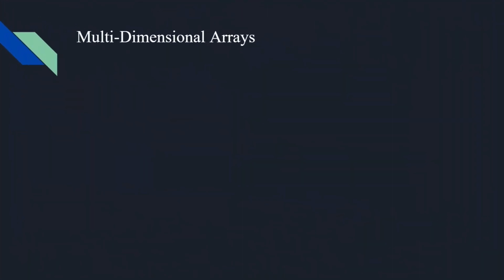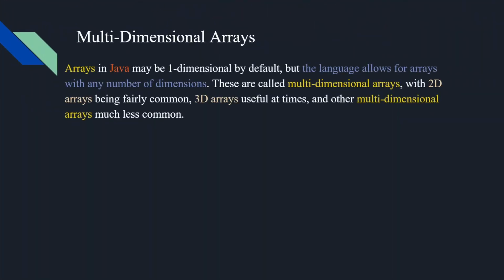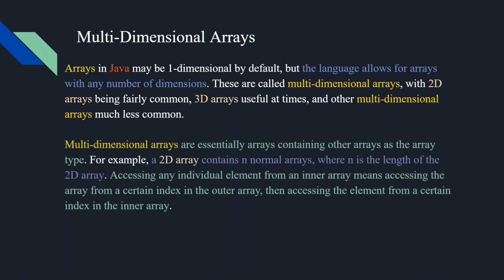Now let's talk about multidimensional arrays. Like I hinted to previously, arrays in Java are one-dimensional by default, but you can make arrays with any number of dimensions, assuming you do not run out of memory. Arrays with more than one dimension are known as multidimensional arrays. 2D arrays are very common, 3D arrays are used occasionally, and higher dimension arrays are much more rare. Multidimensional arrays are essentially arrays containing other arrays as the array type. For example, a 2D array contains n 1D arrays, where n is the length of the 2D array. Each element in the outer array is another array known as an inner array.